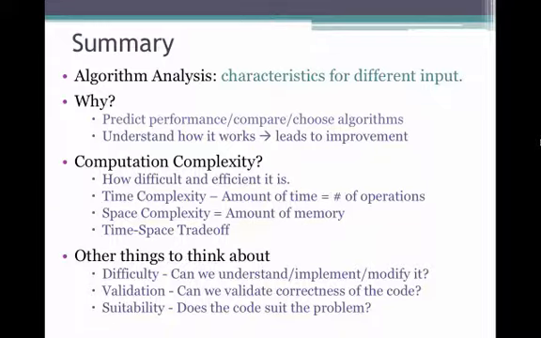And we look at the time complexity, or the amount of time that the algorithm takes, which is equal to the number of operations, and the space complexity, or the amount of memory the algorithm uses. And there's often a time-space trade-off where you have to compromise on one or the other. Other things you think about when you do algorithm analysis is how difficult the algorithm is to understand, implement, and modify. Will you be able to validate the algorithm easily? And is it suitable to the problem overall?